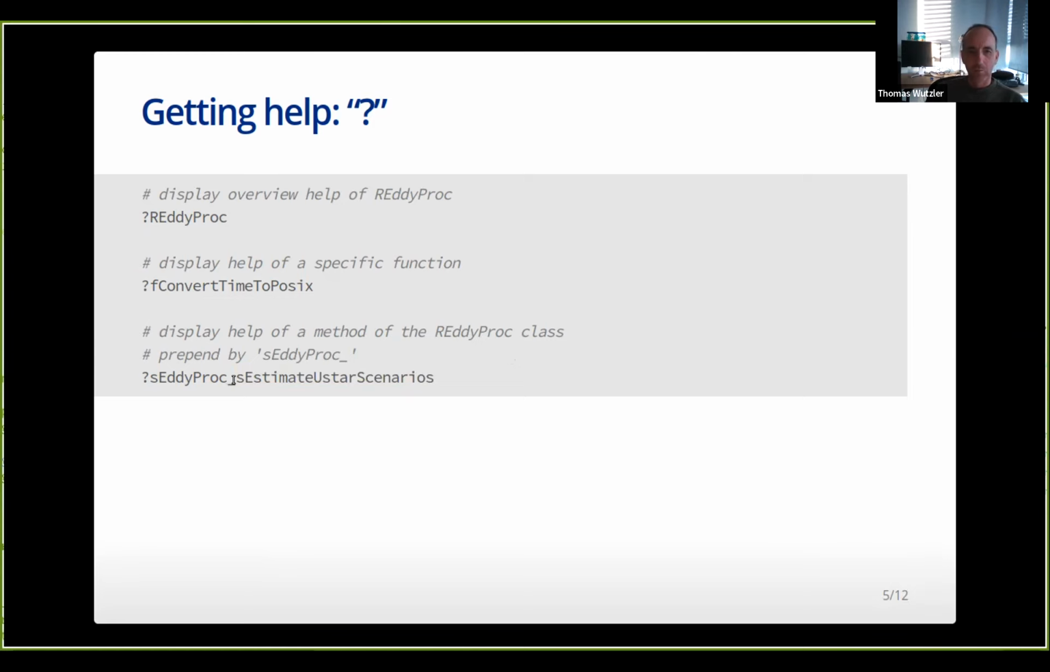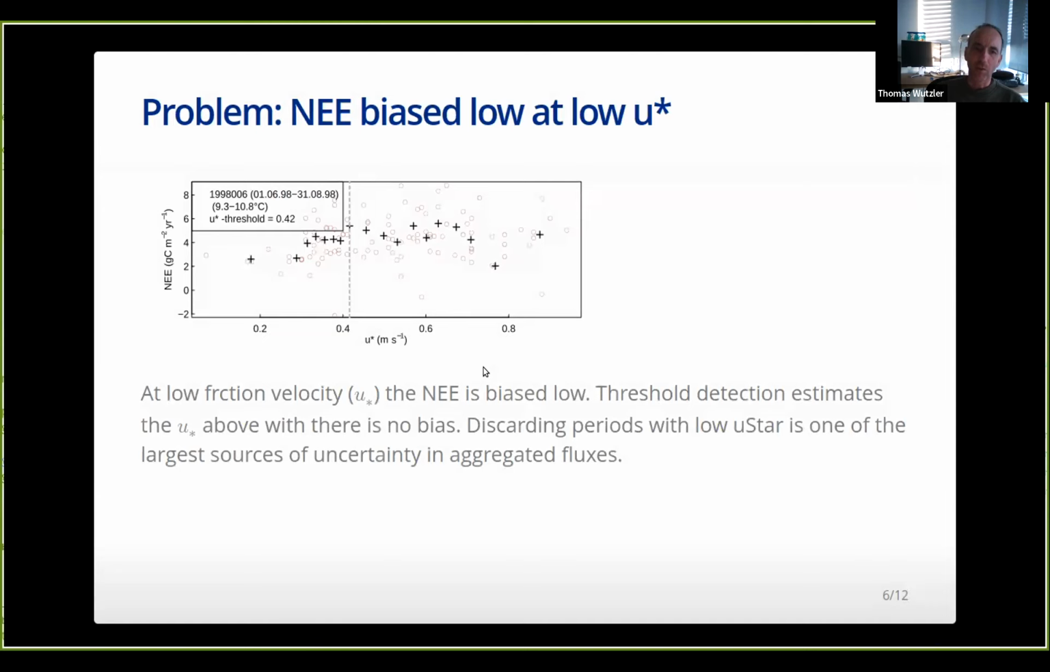So this thing now is, as we made the u-star scenarios, that is about estimating this threshold. So we have seen this picture already. We want to have a threshold in the u-star, and whenever we have a record of the time when the u-star is below this threshold, we set the NEE to NA and say we want to fill this because it's not represented.